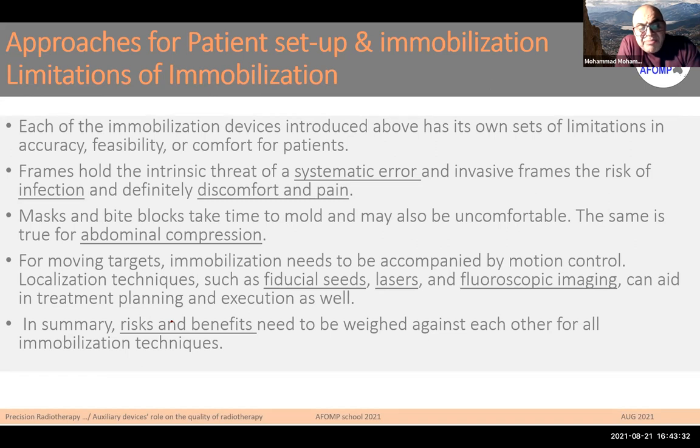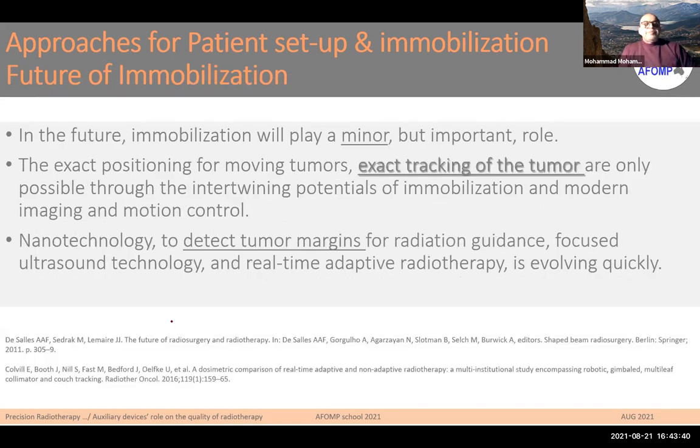In summary, the risks and benefits need to be weighed to find a compromise about which technique is better to use or not. As for the future of immobilizers, because of the development of IGRT techniques, immobilization tools will play minor but important roles. The exact positioning of moving tumors can be controlled and monitored with tumor tracking techniques, which may replace the current techniques. Nanotechnology is another approach to detect tumor margins, so we can go for safer, smaller margins instead of a bigger CTV compared to conventional margins.